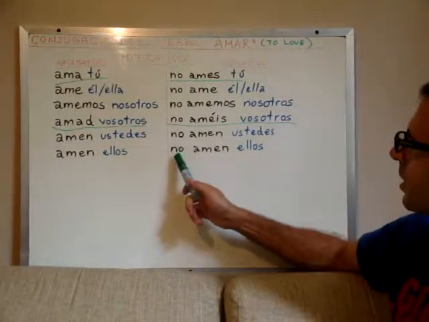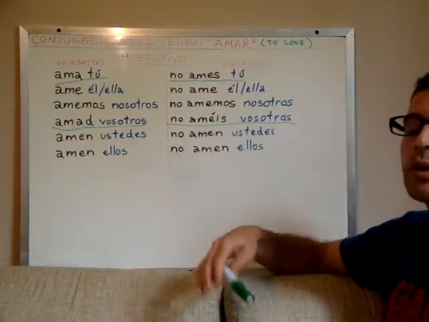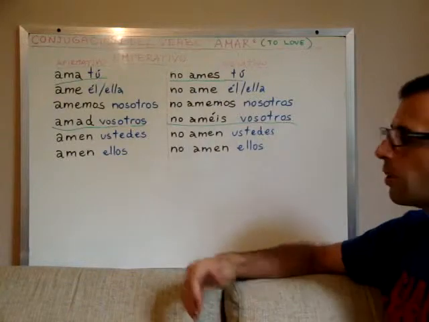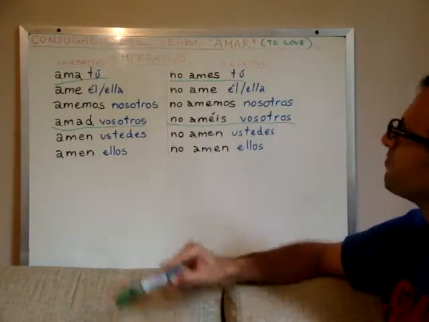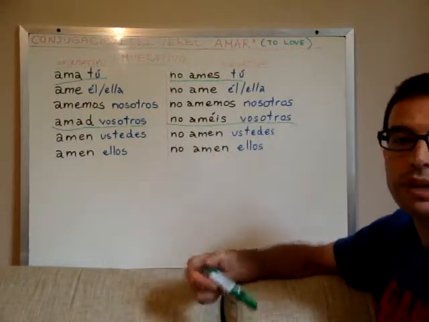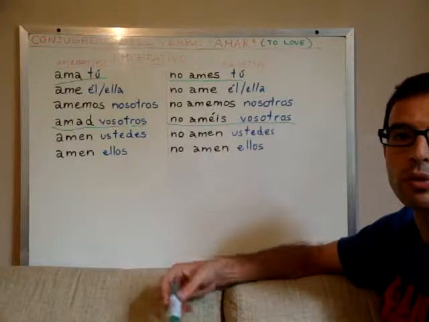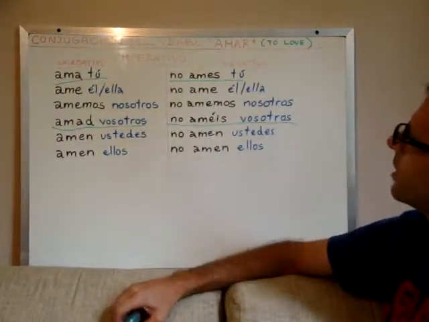This would be they do not love, like would be a command for they, for the person they, right? It sounds really awkward to be giving a command to somebody that we're not referring to directly, right? For they, for example.